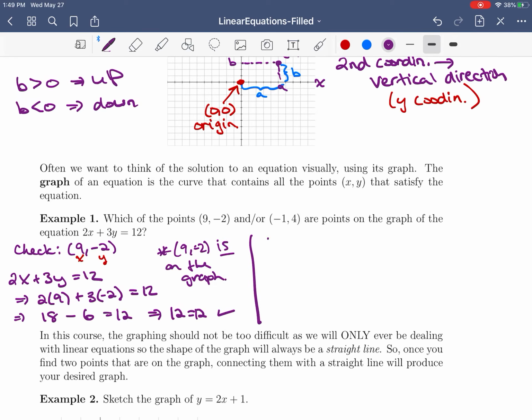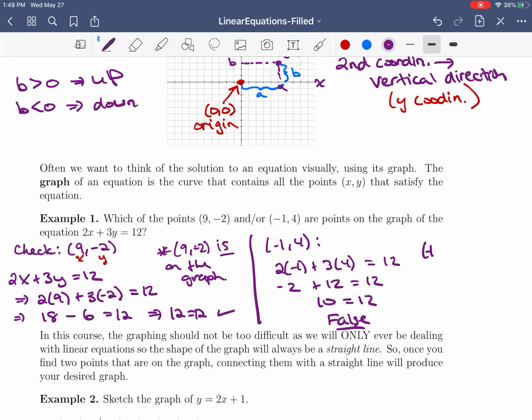Now if we check the other point, (-1, 4), and we do the exact same thing, we're going to have 2 times negative 1 plus 3 times 4, and we want that to be 12. So this is negative 2 plus 12 equals 12. So we get 10 equals 12. This is false, so we didn't get something that made sense. That means that this point, (-1, 4), is not on the graph of the line 2x plus 3y equals 12. That's how you can check whether or not a point is on the line.